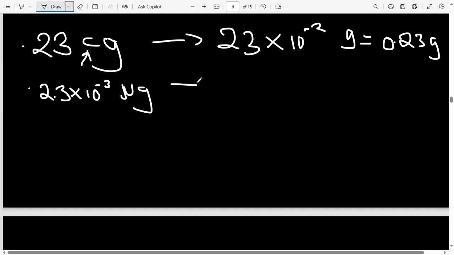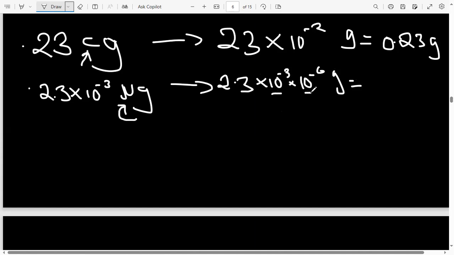So let's change this to grams. We're just going to use the metric system. What is the value of the micro here? The value of the micro is 10 to the power minus 6. So this will be 2.3 multiplied by 10 to the power minus 3, then multiplied by, where there's micro, we know that micro is 10 to the power minus 6, and then grams. We see that this and this are the same base, so we can add their powers. So this will be 2.3 multiplied by 10 to the power minus 9 grams.